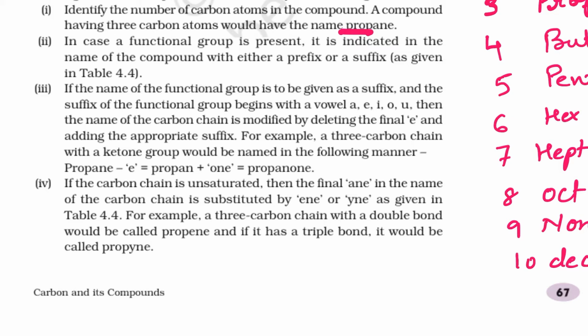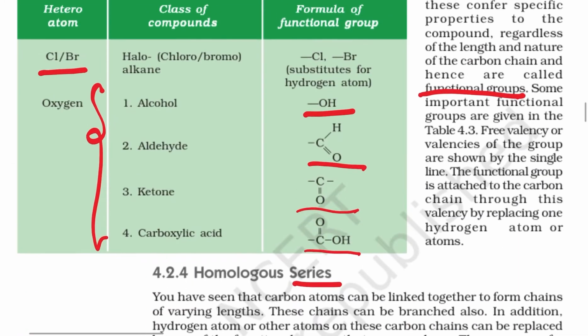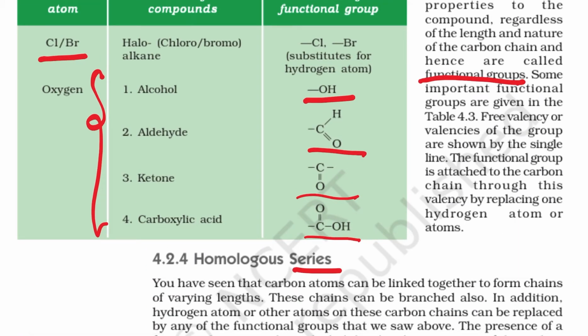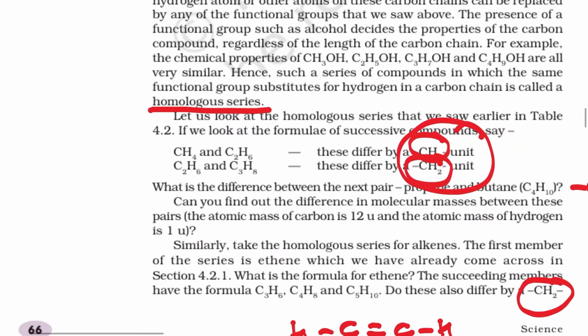Now, in case a functional group is present, it is indicated in the name of the compound, which is either a prefix or a suffix. Now, what are functional groups? We understood in the previous session. These are the basic functional groups. There are many more, but for your 10th standard syllabus, only these are given: alcohol, aldehyde, ketone, carboxylic acid, and haloalkanes. These are the functional groups which are represented by the formulas OH, CHO, CO, and COOH, and Cl, Br, I, and F.